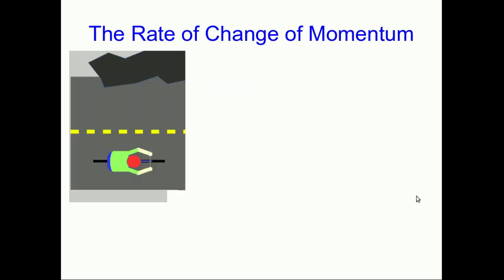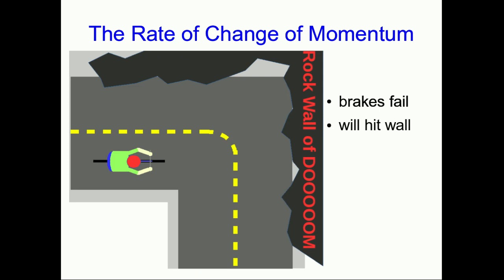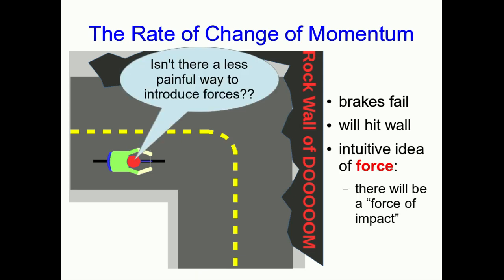Let's suppose that you're riding your bike and you've just come down a big hill, so you're going pretty fast, and you put on your brakes, and your brakes have failed. You can't stop. And as a result, there's nothing you can do about it. You are going to hit this great big rock wall. Well, this is going to give us a great opportunity to talk through the intuitive idea of what a force is. Because you have an intuitive sense that when you hit that wall, there will be something that you might call a force of impact on you.